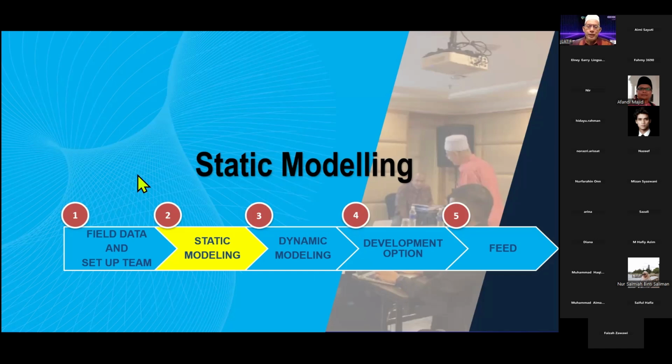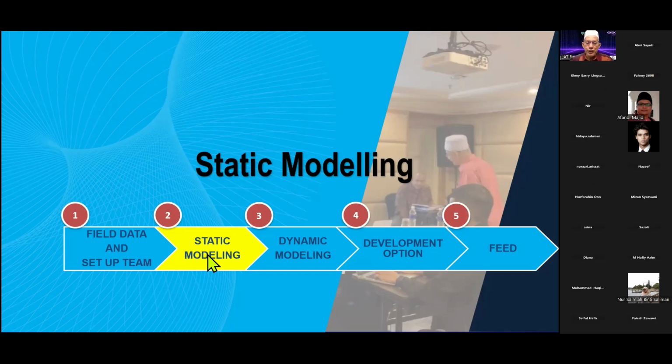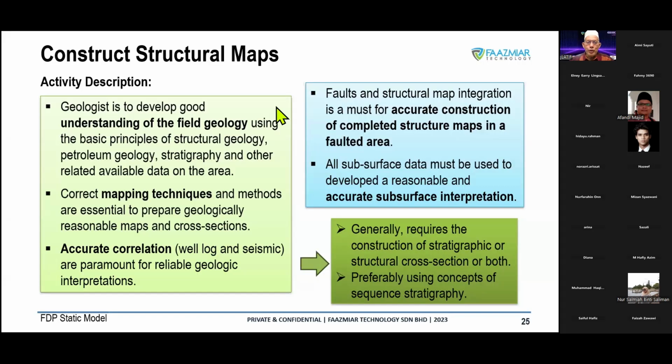Okay, so static modeling, as you know, is going to be the second stage. We have more to go, but anyhow, I have to speed up a bit. It's quite an interesting subject. Static modeling is about the construct of the structural maps. The geologists will try to develop a good understanding about the field and the depositional environment, given the data on the formation with all the seismic and the wells drilled. Then the correct mapping techniques have to be applied to make sure they have better accuracy from well to well.